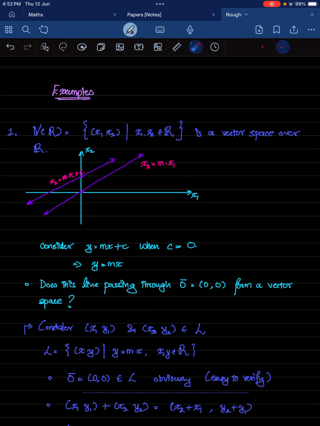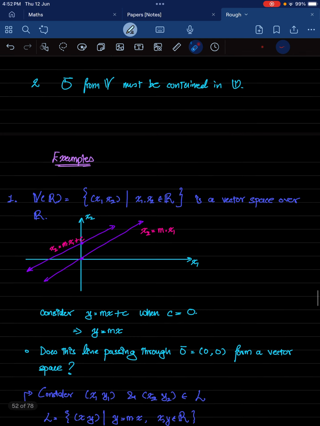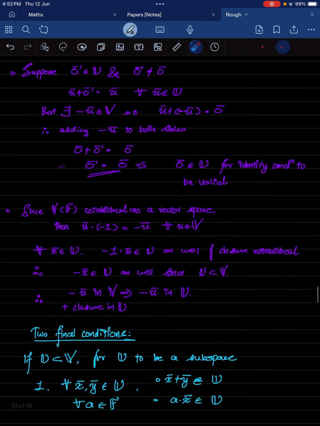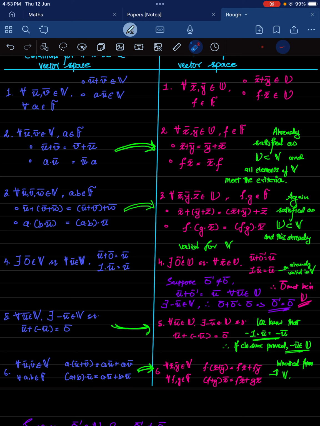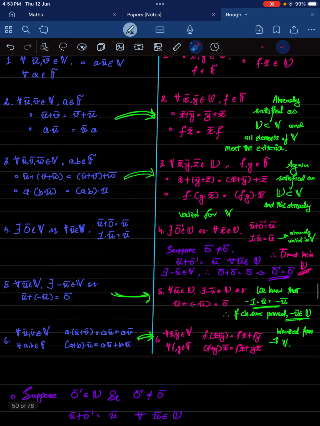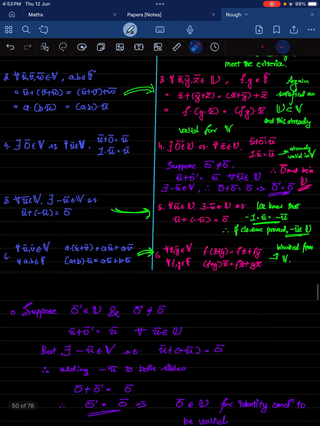Hi, and welcome back. Today we'll be looking at examples of subspaces. In the last lecture, I introduced the concept of subspace and how exactly we would derive the conditions for any subset to be promoted to a subspace. And this is the whole verification or derivation, however you want to call it.